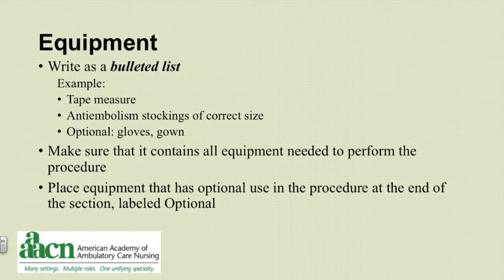So an example would be tape measure, stockings of the correct size. If an item is optional, you can list it all under optional. Make sure that the list contains all the equipment that is needed to perform the procedure. Yes, right down to the gloves.